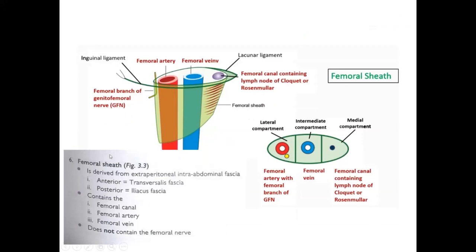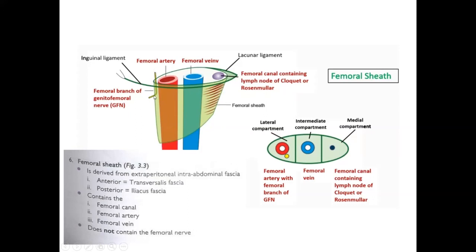What about the femoral sheath? The femoral sheath is derived from the extraperitoneal intra-abdominal fascia. As we said, it extends down, investing these structures. It is formed anteriorly from transversalis fascia and posteriorly from iliacus fascia. And what does it contain? From medial to lateral: the femoral canal medially, the femoral vein, and the femoral artery. And please bear in mind that it doesn't contain the femoral nerve.